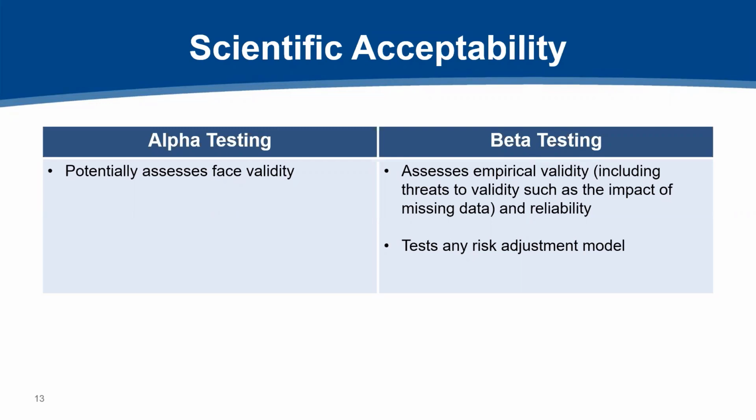With that said, questions of scientific acceptability are much more thoroughly addressed in beta testing. So you'll see on the right there, beta testing is when you do assess empirical validity and reliability. And as part of the validity assessment, beta testing also investigates threats to measure validity. Those could be things such as the impact of missing data or the appropriateness of exclusions. And lastly, beta testing also includes the testing of the adequacy of any risk adjustment model that you're proposing to use for the measure. Next slide, please.